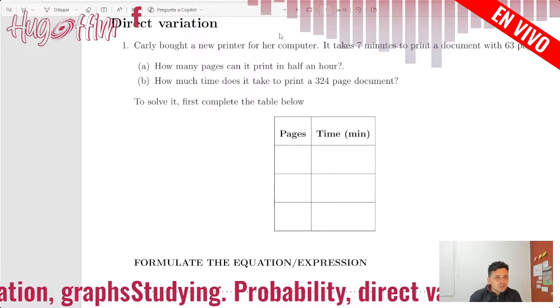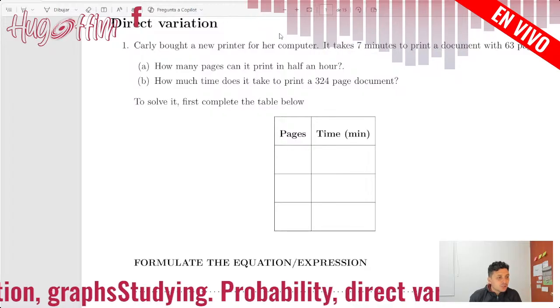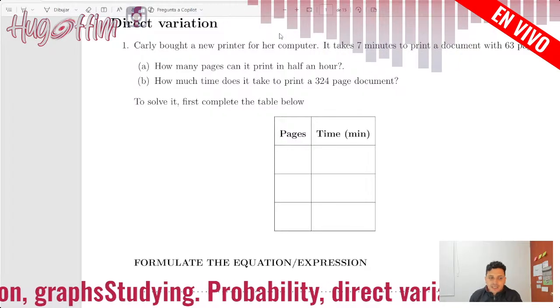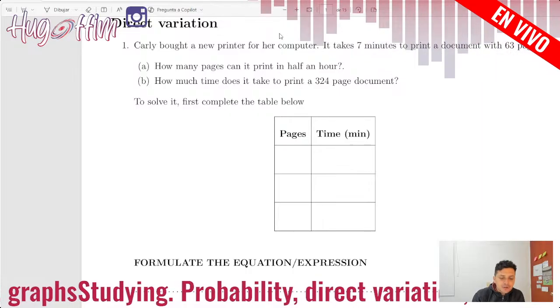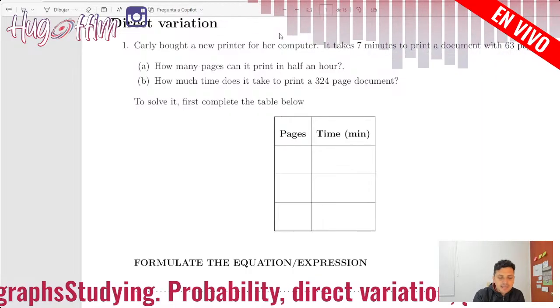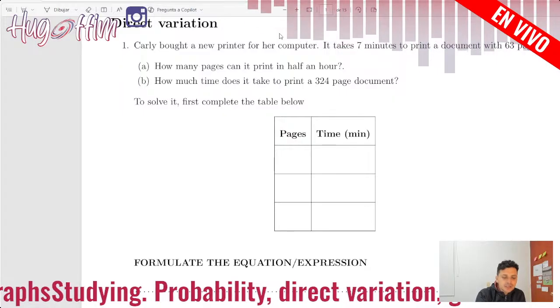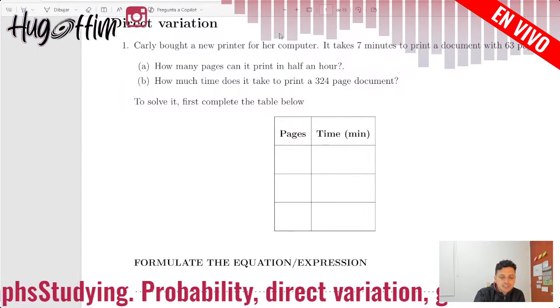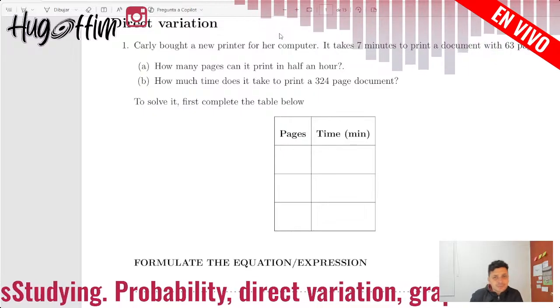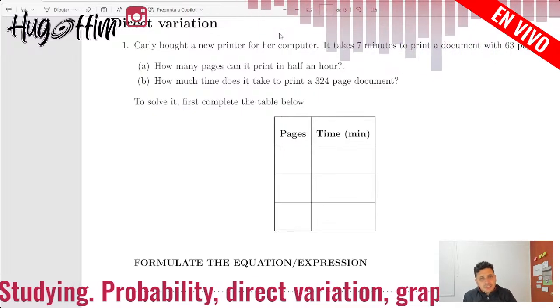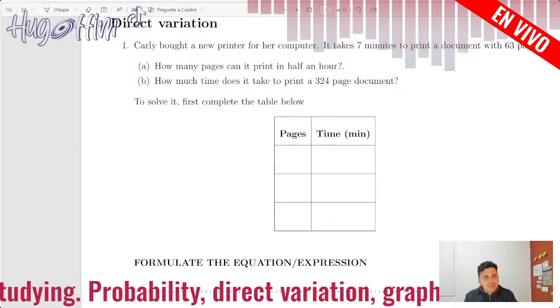And we're going to solve it first by doing a table, because we're going to work with direct variation or unitary rates, using rates to solve. So there are many ways to do it. One way is direct variation, the other way is using unitary rates. You must choose the best for you. But first, in any case, we're going to do a table.